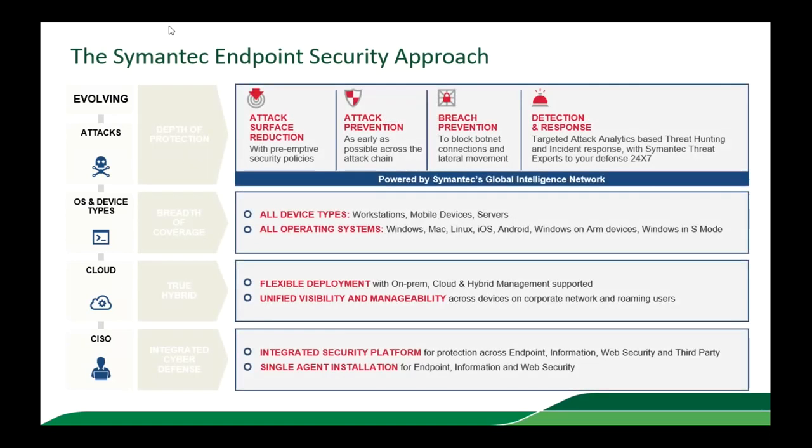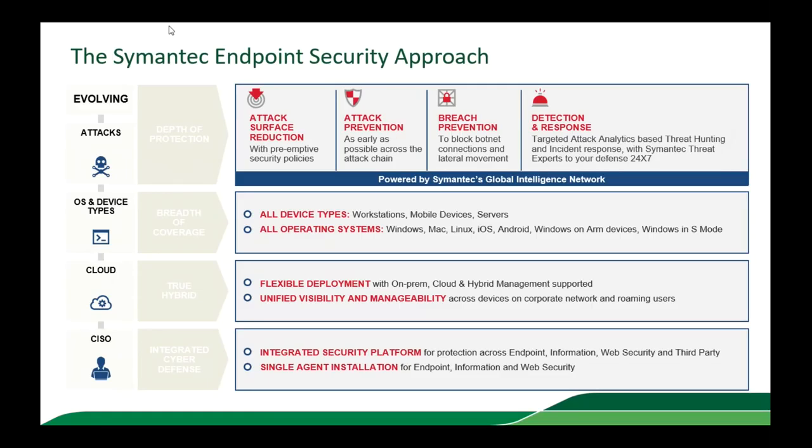Number one, we want to reduce the attack surface, which is we create policies in advance so that we can reduce the attack surface. Number two, we do attack prevention, whereby we detect attacks as early as possible across the attack chains. Number three, we do breach detection. We all know that nowadays we cannot 100% protect from attacks. However, if an attack happens, we need to be fast enough to detect the breach, do the breach prevention, and now do detection and response.